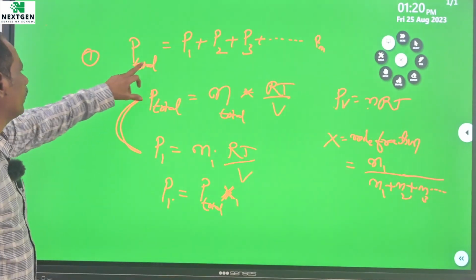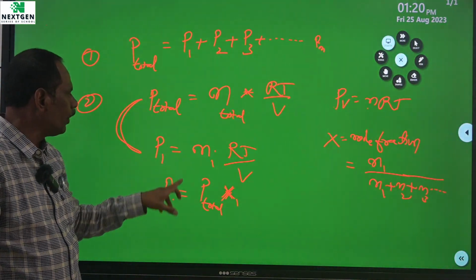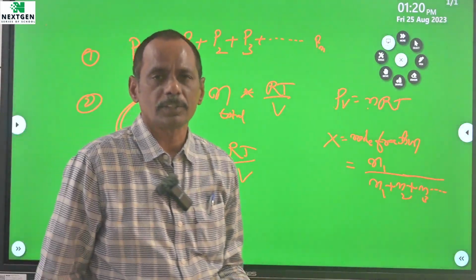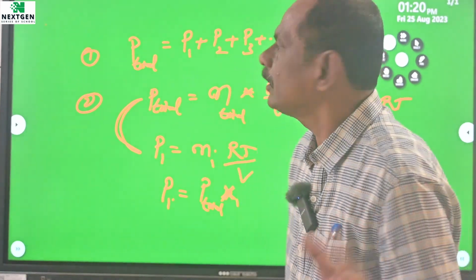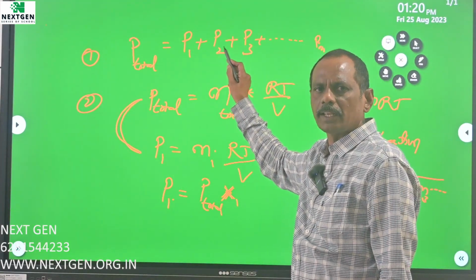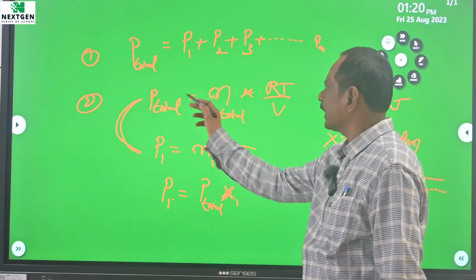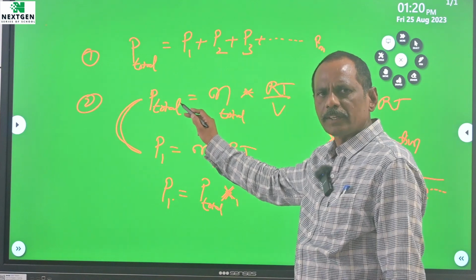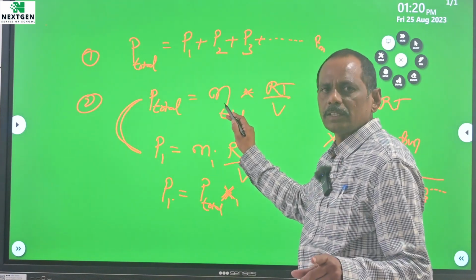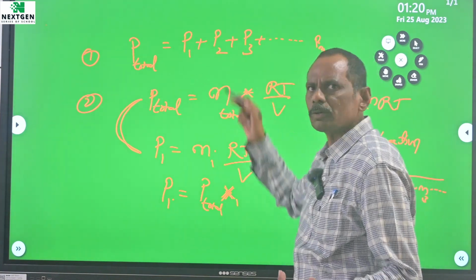There are 2 formulae to calculate the total pressure of a gas mixture, and 2 formulae which are useful to calculate the partial pressure of a gas mixture. That's all. The total pressure of a gas is equal to the sum of the partial pressures of all the gases present in the mixture. That's the first one. Second, the total pressure of the gas mixture is equal to the total number of moles of all the gases present in the mixture into RT by V. That is the total pressure.